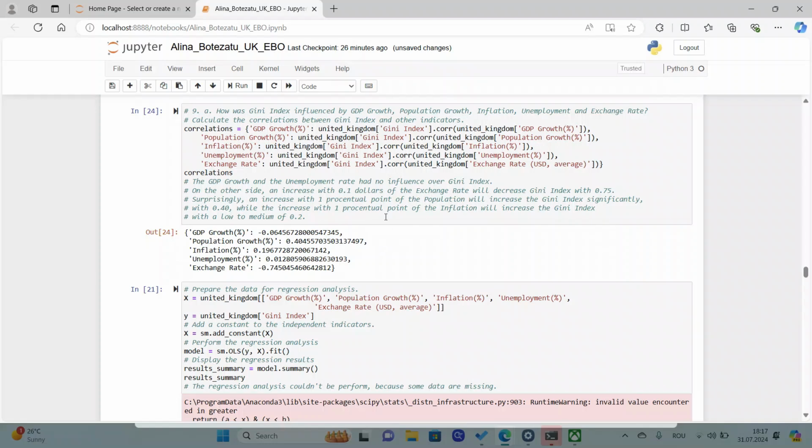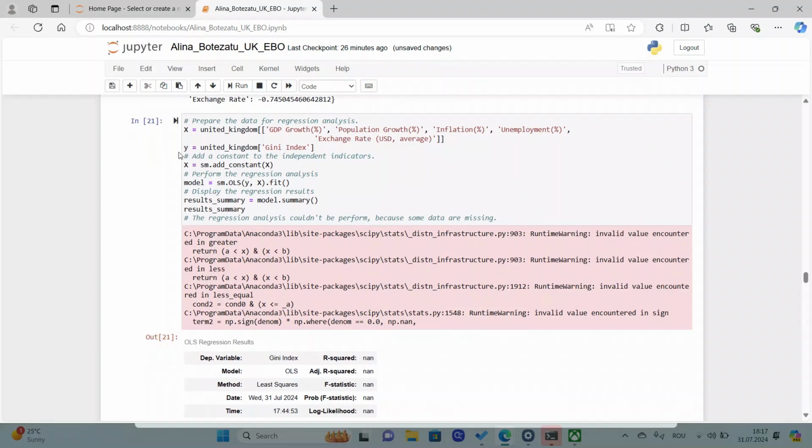Surprisingly, an increase of 1 percentage point of the population will increase the Gini index significantly, by 0.4, while the increase of 1 percentage point of the inflation will increase the Gini index by a low to medium 0.2.